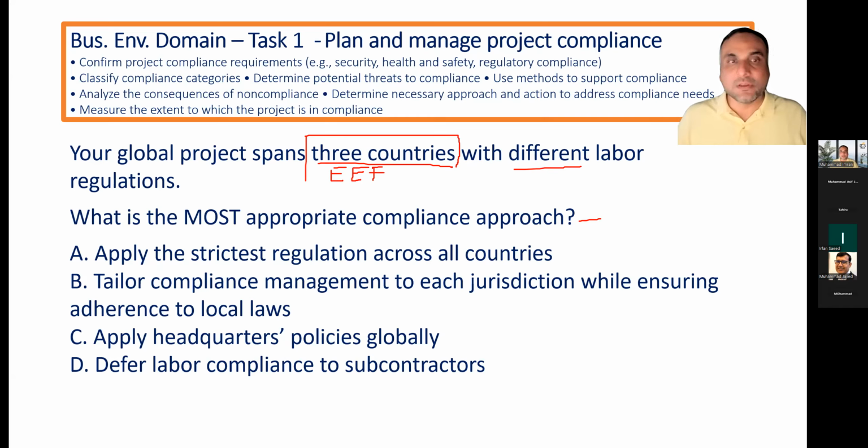Apply the strictest regulation across all countries. Tailor compliance management to each jurisdiction. Apply headquarters policies globally. Delegate compliance to subcontractors. We will tailor it, right? We need to do it proactively. Everything proactively, but compliance more proactively.